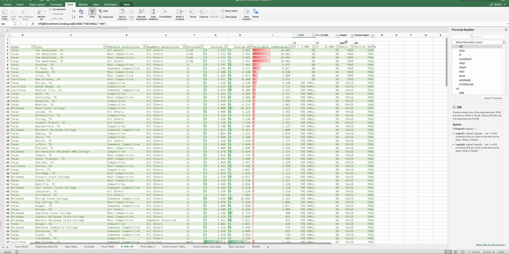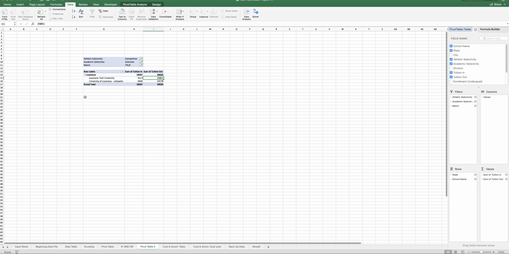And this is using the AND statement. So if you got okay for both, then it was a perfect match, true. And if it was a partial match, if you just got the one okay. So I created a second pivot table to narrow it down even further based on those other parameters. And now I got it narrowed down to two schools, Louisiana Tech and the University of Louisiana at Lafayette.